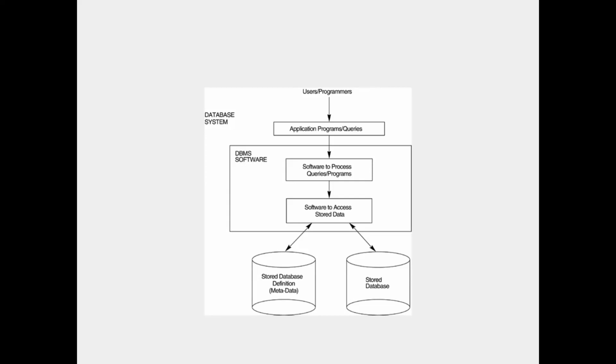Now for that, as the interface, you have to have database management system software, which consists of a couple of things. First, you have to have software to process your queries and programs. And the second one, you have to have software to access the data. Right, so this will give you a basic view of how a database system looks, where you have electronic data and users can access it through various programs.